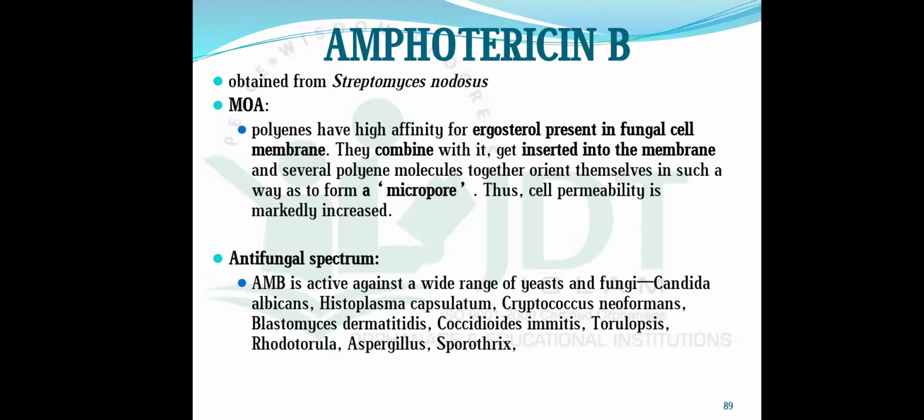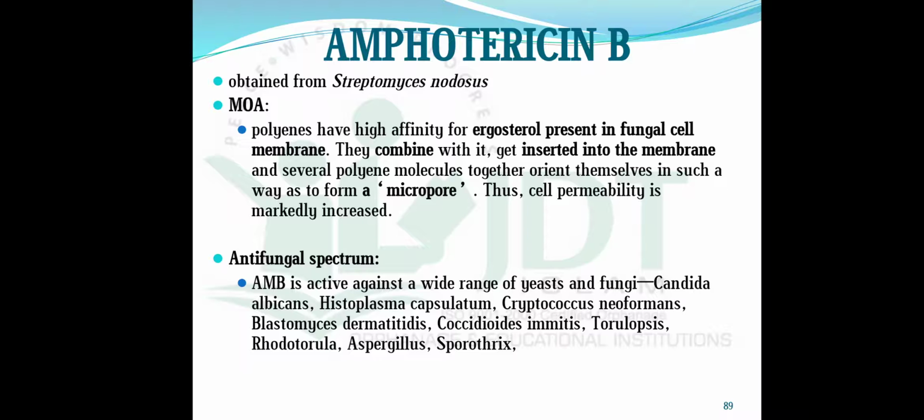Now coming to the mechanism of action, all the polyenes have higher affinity for ergosterol, which is present in the fungal cell membrane. So polyene drugs like amphotericin will combine with the ergosterol present in the fungal cell, and get inserted into the membrane, and several polyene molecules together orient themselves in such a way that they form a micropore on the cell membrane, which leads to increased permeability and leakage of essential intracellular contents like ribosomes, proteins, DNA. So it will lead to the death of the fungus. That is the mechanism of action of amphotericin.